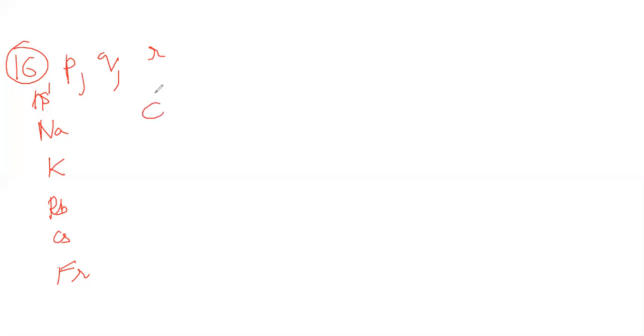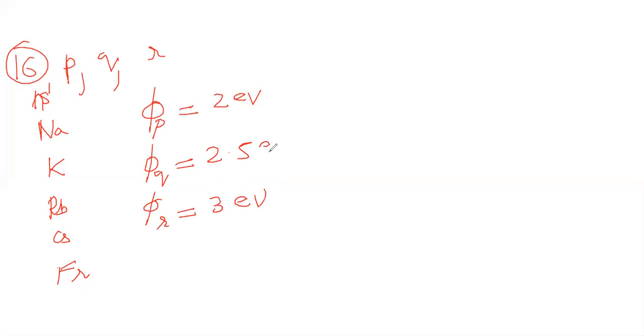Having different work functions are given. What are the work functions? The work function of P, of potassium or sodium, is 2 electron volts. Then the work function of Q. First one is P, right? P is the work function they gave, Q they gave, and R they have given. This is 2, this is 2.5, and this is 3 electron volts. All are in electron volts. Work function is always written in electron volts. We never write that in joules and other units.